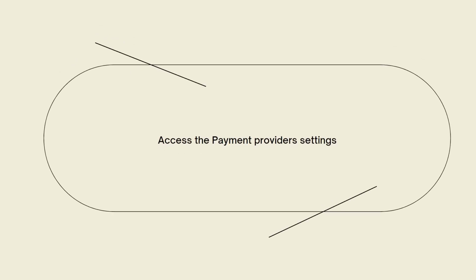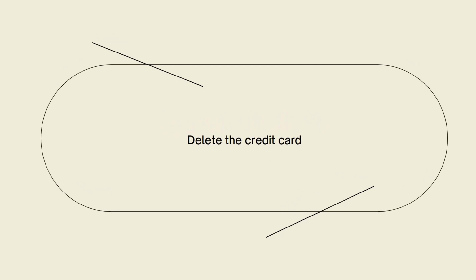After that, access the payment provider settings. So in the payment provider settings, you will see a list of payment methods and providers that are currently enabled on your Shopify store. Look for the credit card you want to delete and click on it to access its details.